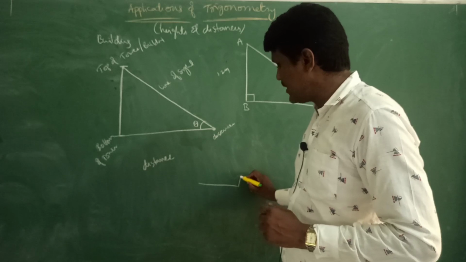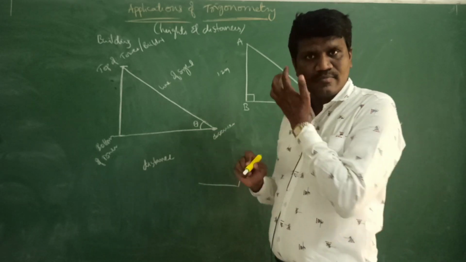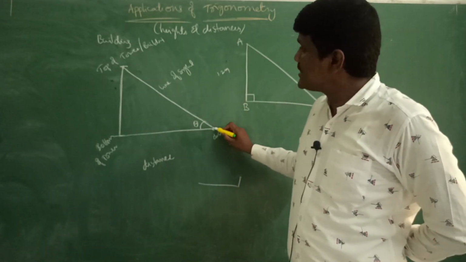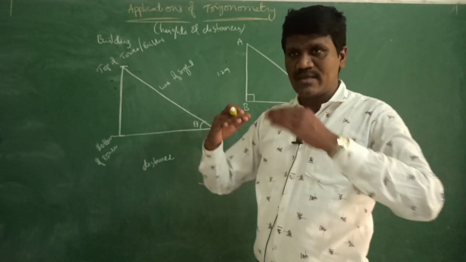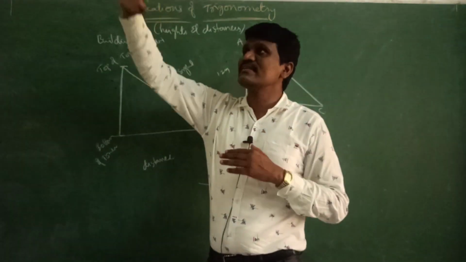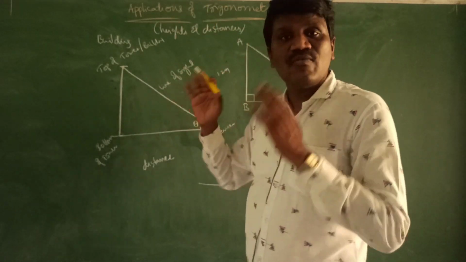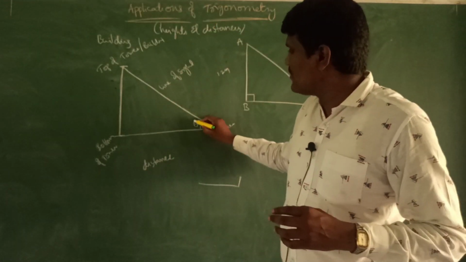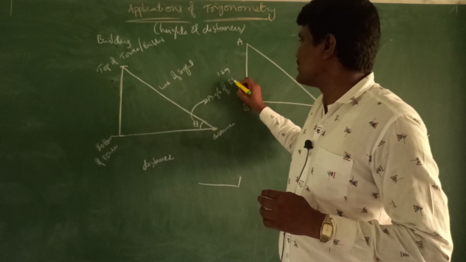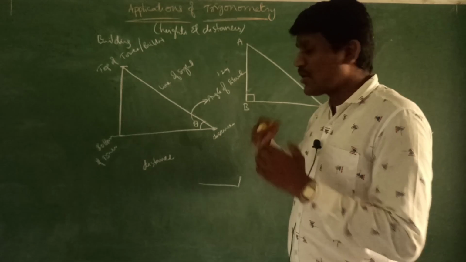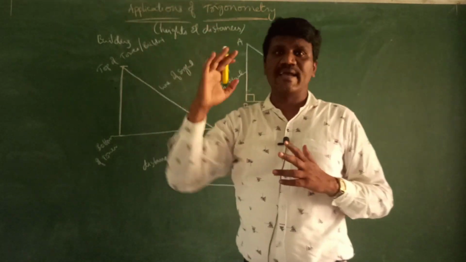So from here he should watch. Suppose this is the eye. From here he is watching the top of the tower. From here he is watching like this, which means this is what we call the angle of elevation. So this angle we call the angle of elevation. From bottom to top he is seeing, and the angle is called the angle of elevation.